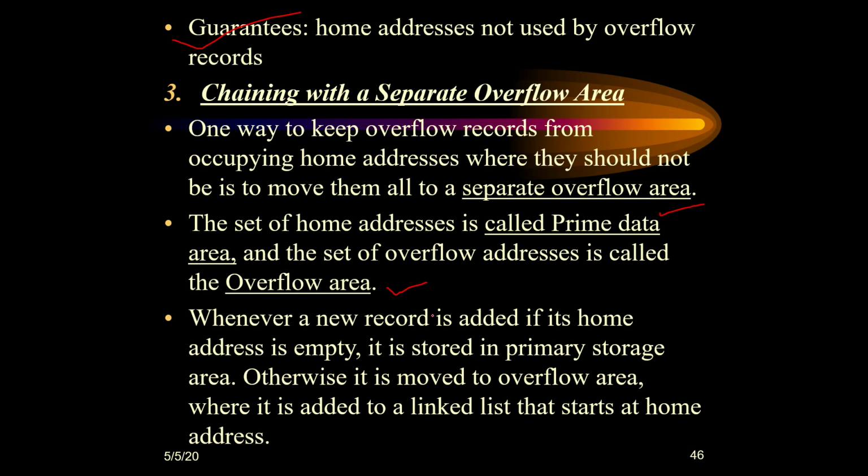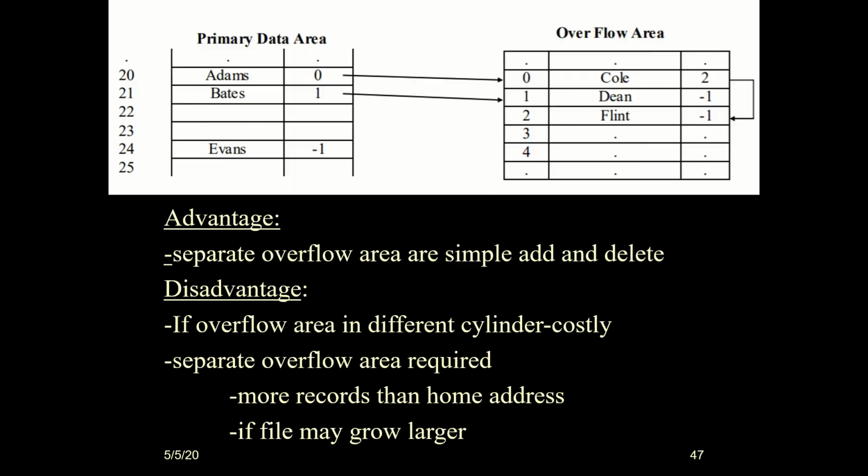Now the main thing is how the storage happens. Whenever a new record is added and an address is allotted, what happens? It comes to the home address and checks if it is empty or not. If it is empty, it is allotted. Now, if it is not empty, what happens? It is moved to the overflow area and accommodated inside my overflow area. So this is how chaining with a separate overflow area works.